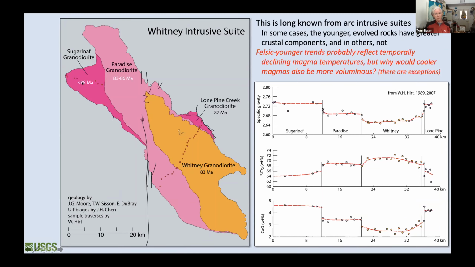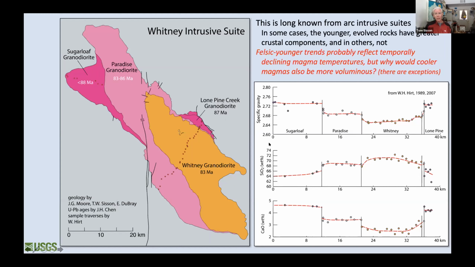And it starts out as dark granodiorite, the Sugarloaf, Lone Pine Creek on the opposite side at about 87 million years, followed by the Paradise. And so the equivalent of this in Tuolumne would be the Kuna Crest. The Paradise, its equivalent would be the Half Dome. And then the Whitney, which is its equivalent, is the Cathedral Peak. So it has the same large K-feldspar megacrysts.